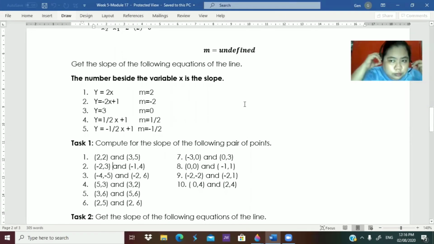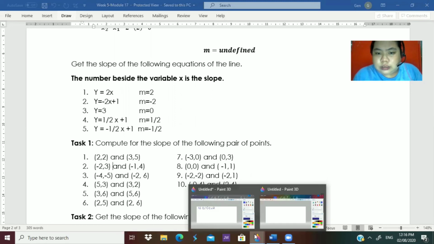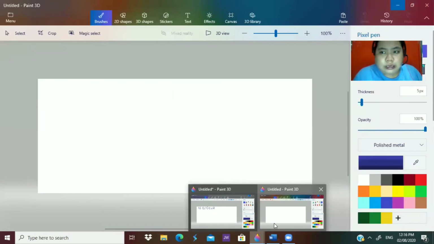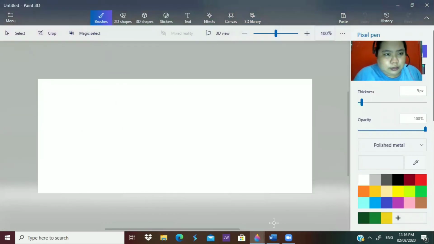Okay, so for now, we're going to get the slope. So natapos tayo sa computations, natapos tayo sa graph. Ngayon naman, doon tayo sa getting the slope using the equation of the line. Okay, so introduce ko muna yung equation of the line. So, meron tayong dalawang klase ng equation of the line. Sa linear, meron tayong standard.